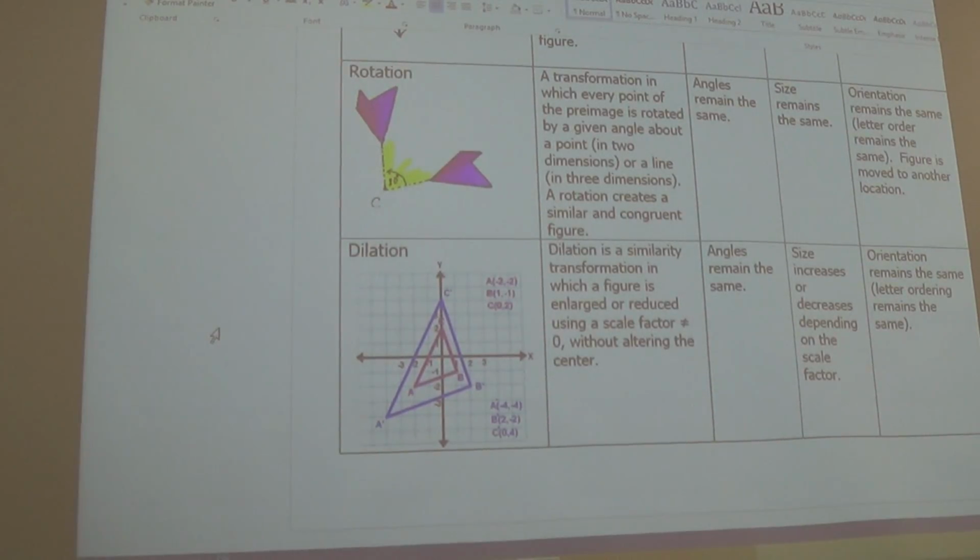Angles remain the same, so all the angle measurements still stay the same because it's a similar figure. But the size increases or decreases depending on the scale factor, but the orientation does remain the same. Okay.